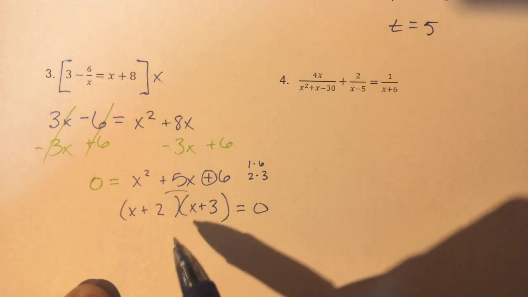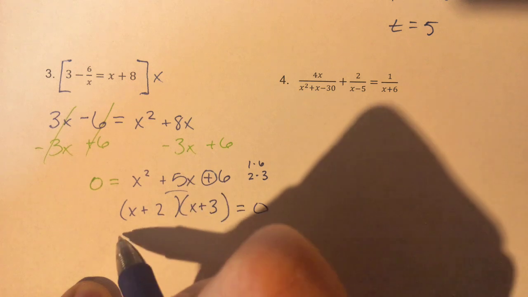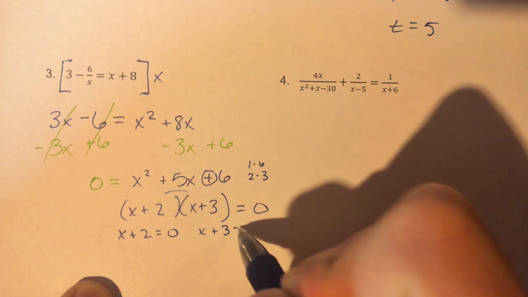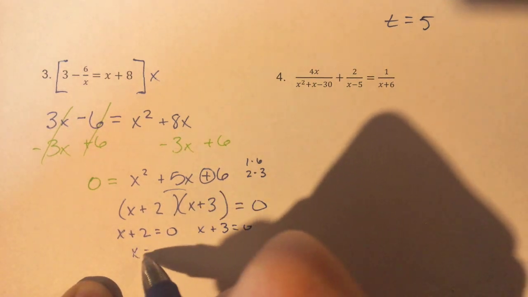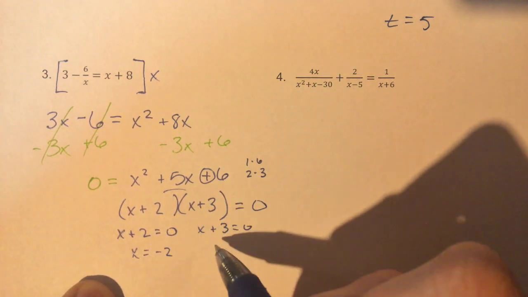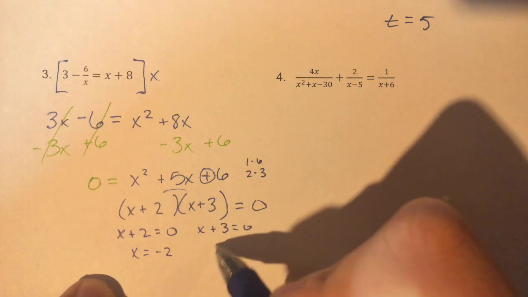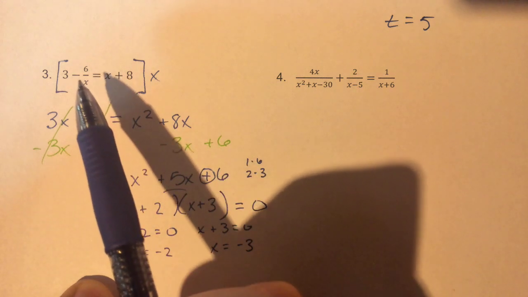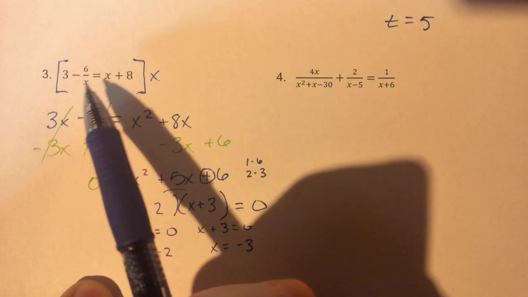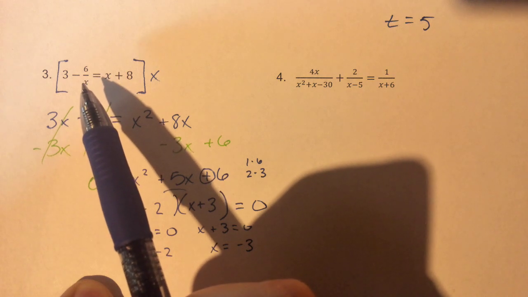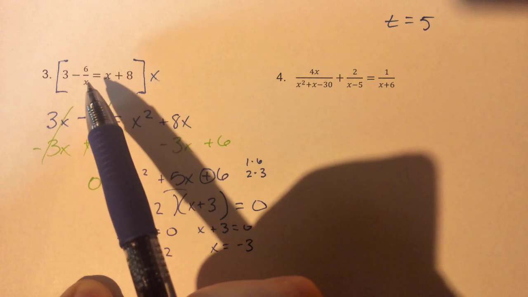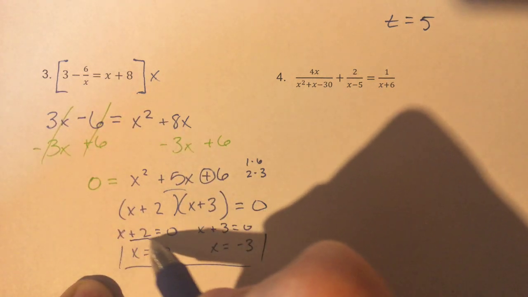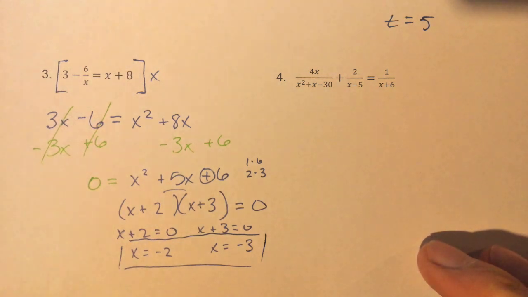So now that it's completely factored, we just have to set each factor individually equal to 0. So x plus 2 equals 0, x plus 3 equals 0. So that means that x would equal negative 2 if I subtracted 2 here, and if I subtracted 3 there, I would get negative 3. I look at my solution, and this time I have to check. Would plugging in negative 2 make 0 for that denominator? No. Would plugging in negative 3 make 0 for that denominator? No. Both of these are fine answers. So sometimes you do get multiple answers, and that is okay.